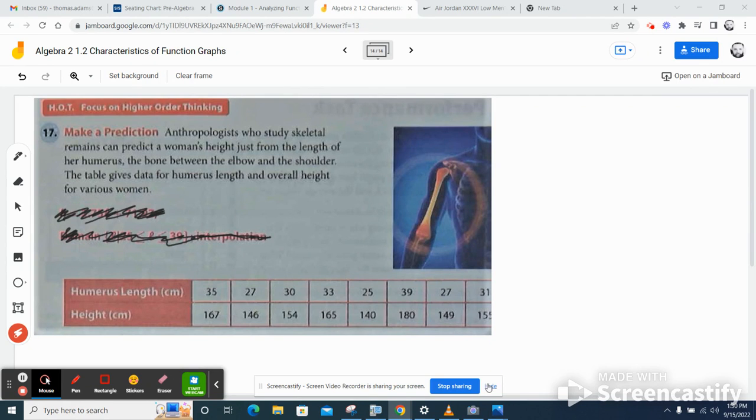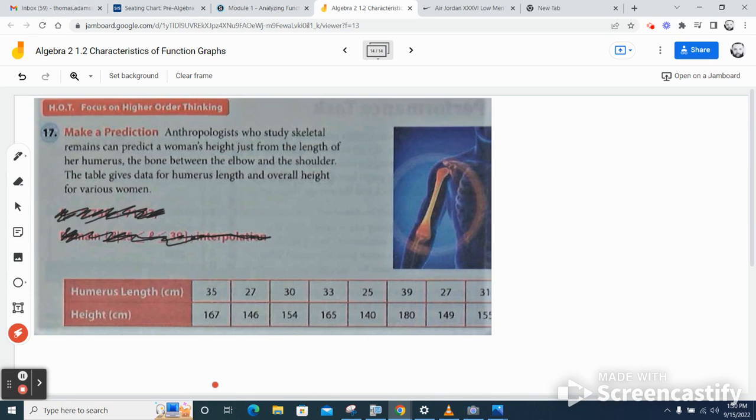But right now they just have data. So how do they make a prediction as to how tall a woman is? How would they do that? What do you guys think? What could they do with this data to figure out a way to make predictions? What have we been doing? Graphing the data, and then what? And making an equation that fits the data.